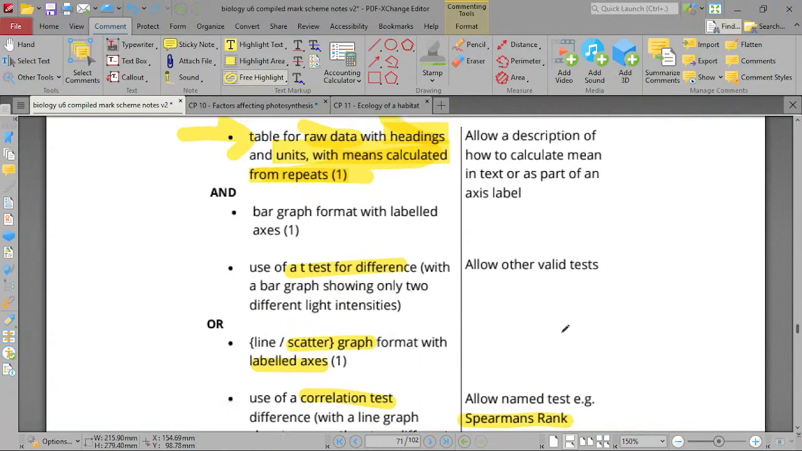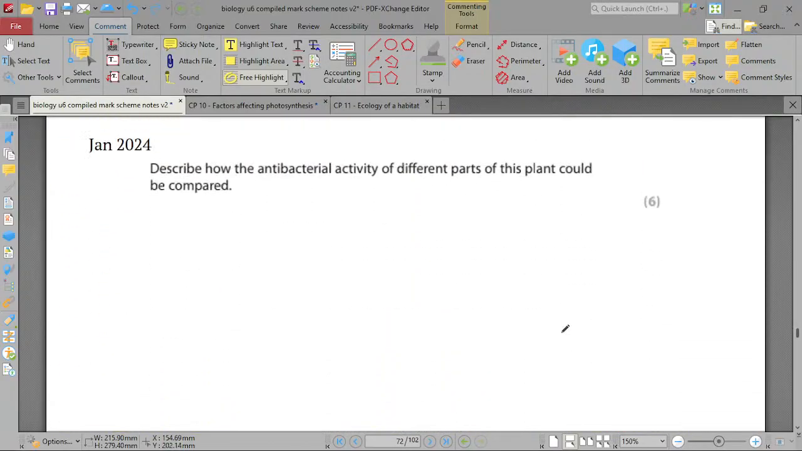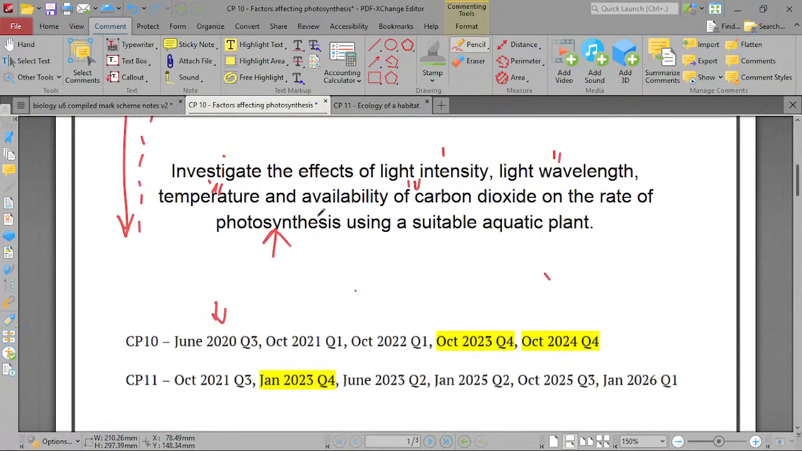Okay, boom. Boom. Boom. So now let's do October 2024.